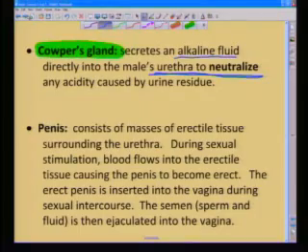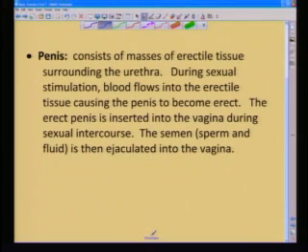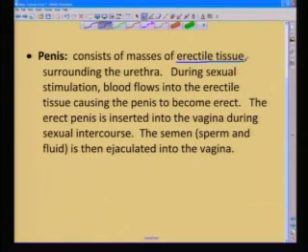Okay, then we get to the penis. Now, the penis is very important. Why? It is the structure that's going to ensure that the sperm are deposited from the male reproductive system to the female reproductive system, so that there is no chance of anything getting in the way and destroying the sperm cells. That is the function of the penis. All right, so what does it have? It has erectile tissue, and that erectile tissue surrounds the urethra, which is the tube through which the sperm are going to come.